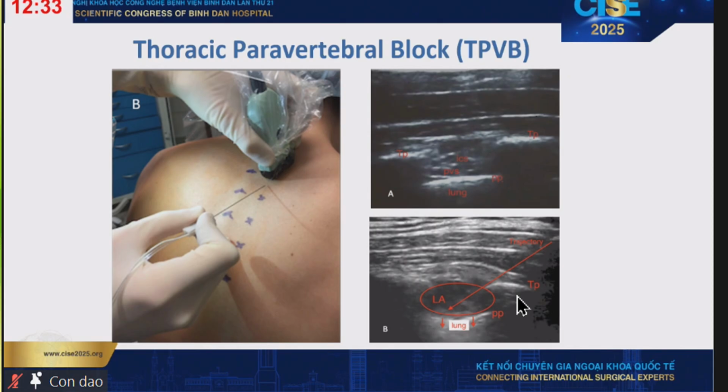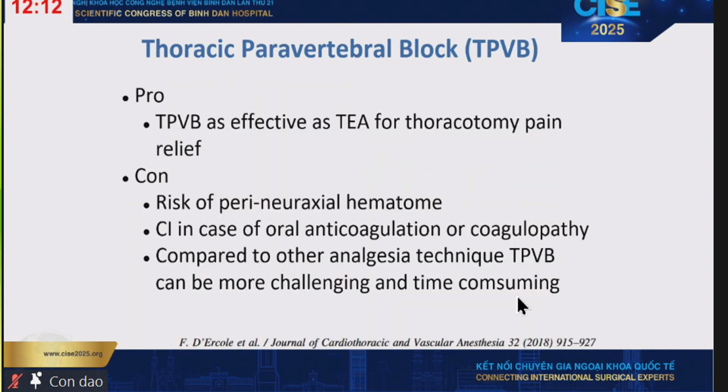You can see the erector spinae muscles, the vertebral process, the costotransverse ligament, and you inject the local anesthetic here, which pushes the pleura and expands the paravertebral space. This block has been shown to be as effective as thoracic epidural for pain relief after thoracotomy, and regarding postoperative pulmonary complication, it yields similar spirometry.